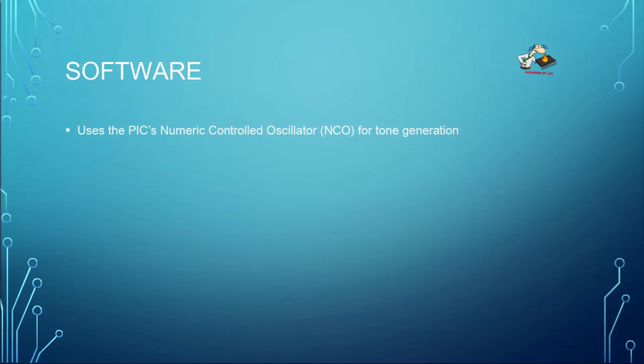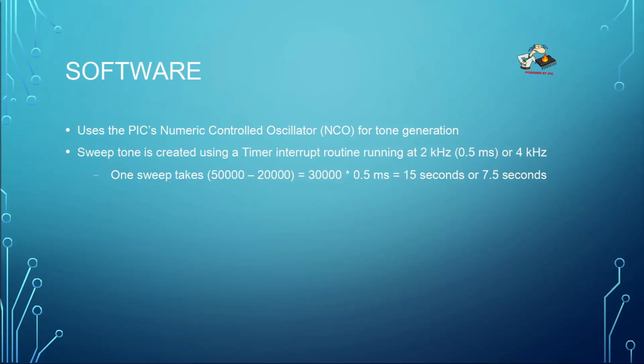So, the software. For the tone generation, I'm using the numerically controlled oscillator. That's why I have chosen this PIC. The sweep tone is created by running a timer, and in the interrupt I'm increasing or decreasing the frequency each time. This interrupt routine runs at 2 kHz or 4 kHz, because I have 2 speeds. If you take one sweep from 50 to 20 or 20 to 50 kHz, it takes about 15 seconds, and at 4 kHz it takes about 7.5 seconds.